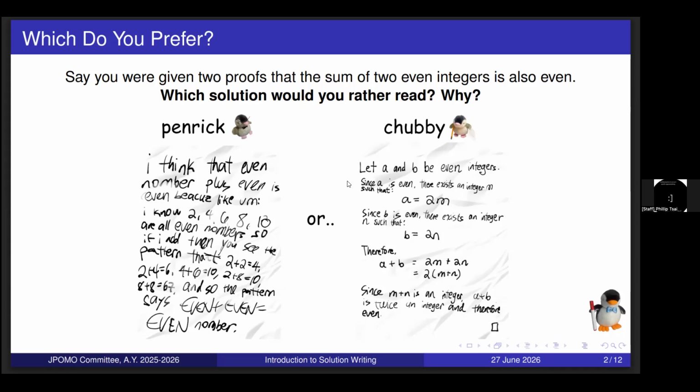In this introduction, we'll be detailing a bit more specifically how Chubby's solution is better. I know you already have some answers here, but I'd like to give some more examples and some more criteria for a good solution.